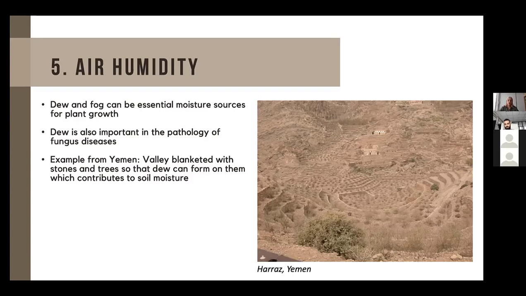So the stones really cool off. And then when the air that holds the water touches this, the air temperature drops, and then the dew will form. And in this system, this turned out to be a very important soil moisture source.